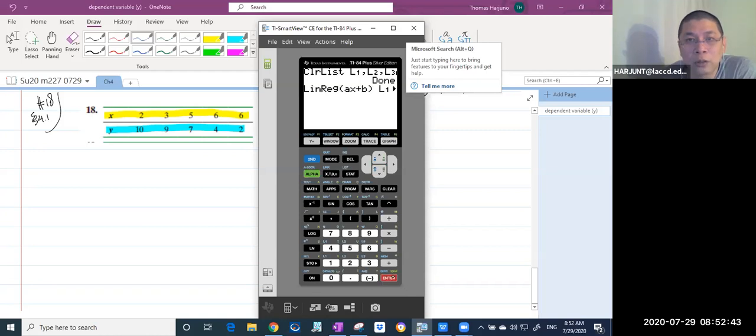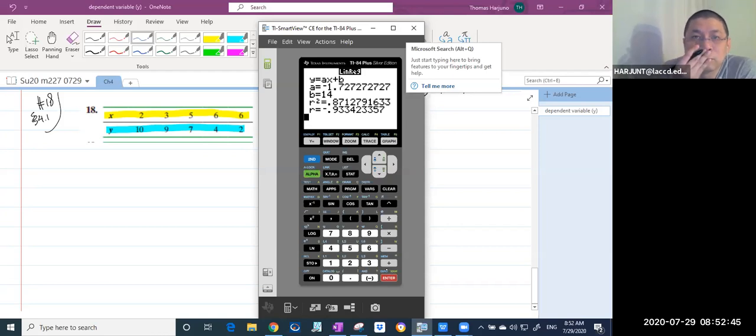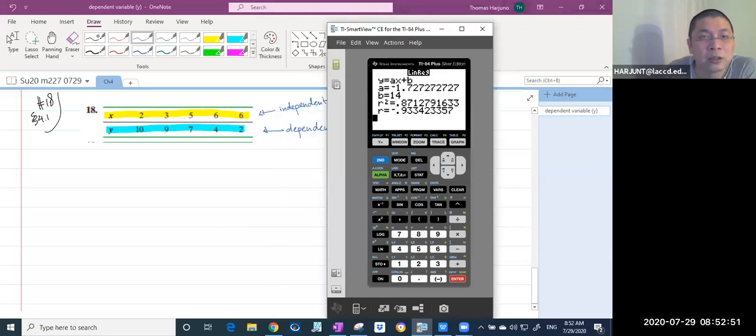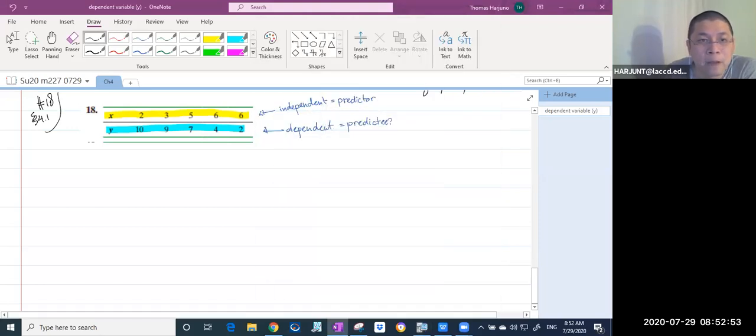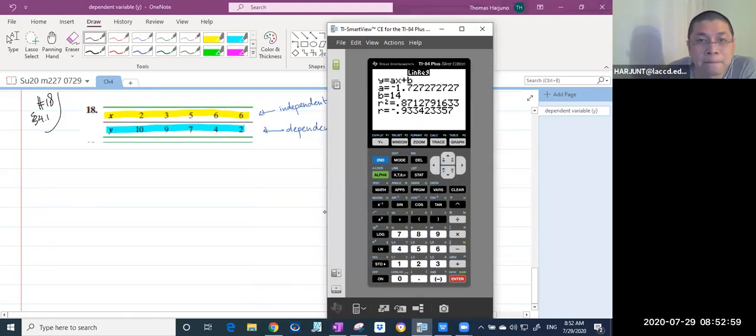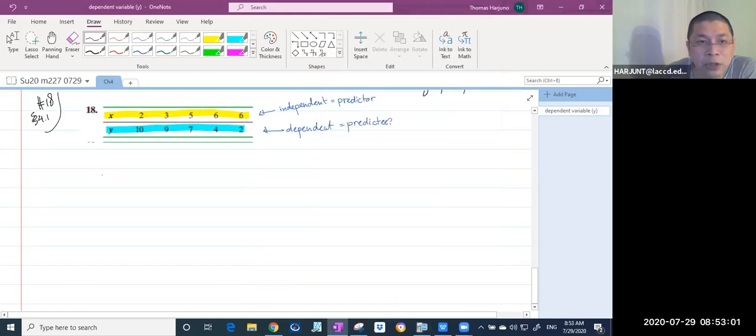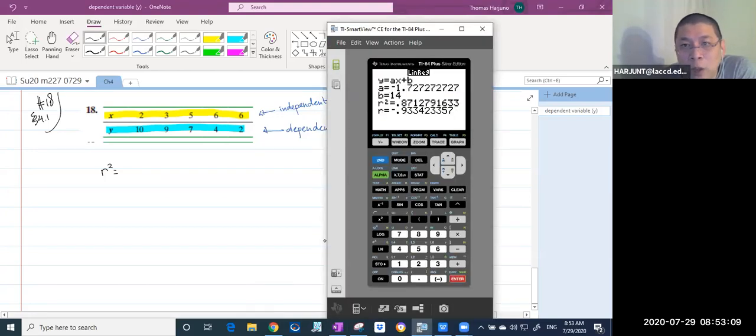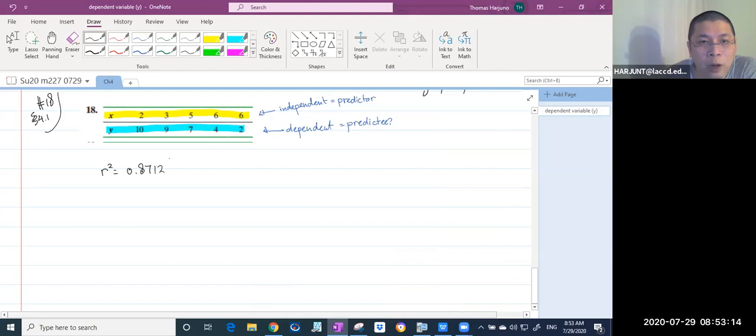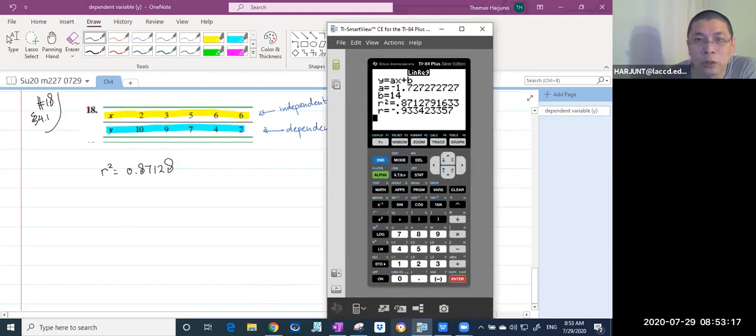Go on, calculate. From here we see that our calculator uses a slightly different notation too. So for the linear regression, let me do the R squared first. R squared equals 0.87128. I will just quote it.